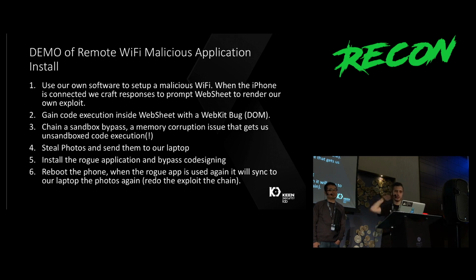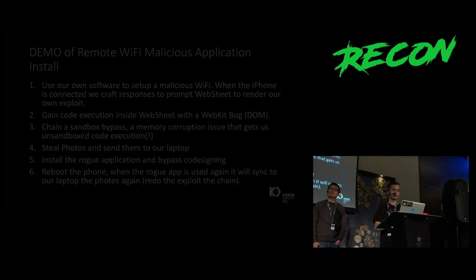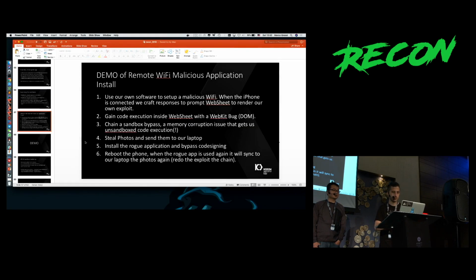So now we will do a demo. We will show actually the Wi-Fi compromise. The phone will connect to our Wi-Fi. We will get initial code execution inside a web view with a WebKit bug, bypass the sandbox, steal the photo, install the application, and then we will reboot to show you that the application is still there.